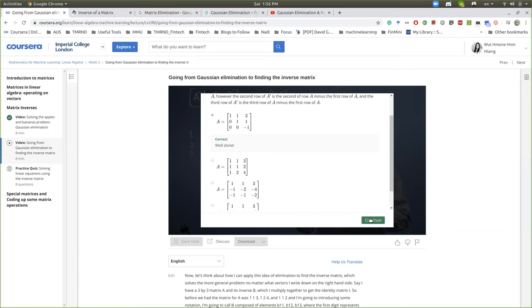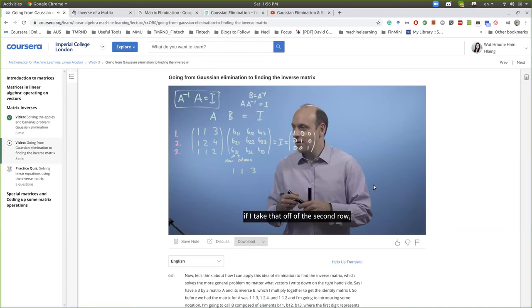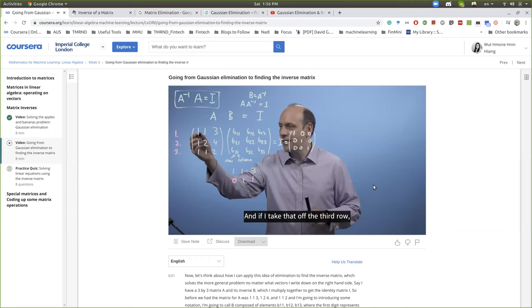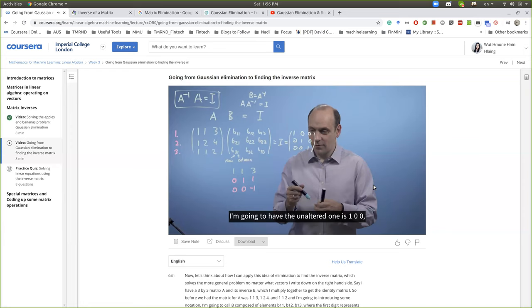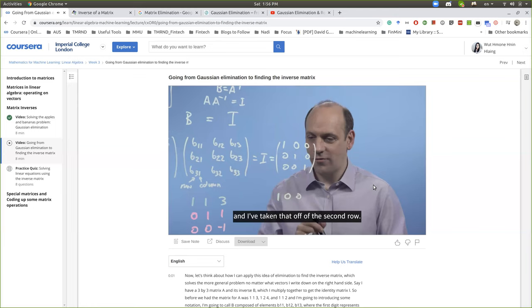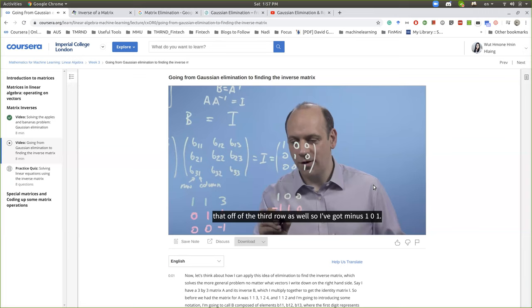So, if I've got for the unaltered ones down here, 1, 1, 3, if I take that off of the second row, I'm going to get 0, 1, 1. If I take that off the third row, I'm going to get 0, 0, minus 1. So on the right hand side, I'm going to have the unaltered one is 1, 0, 0. And I've taken that off of the second row, so taking 1 off that, I've got minus 1, 1, 0, 0. And I've taken that off of the third row as well, so I've got minus 1, 0, 1.